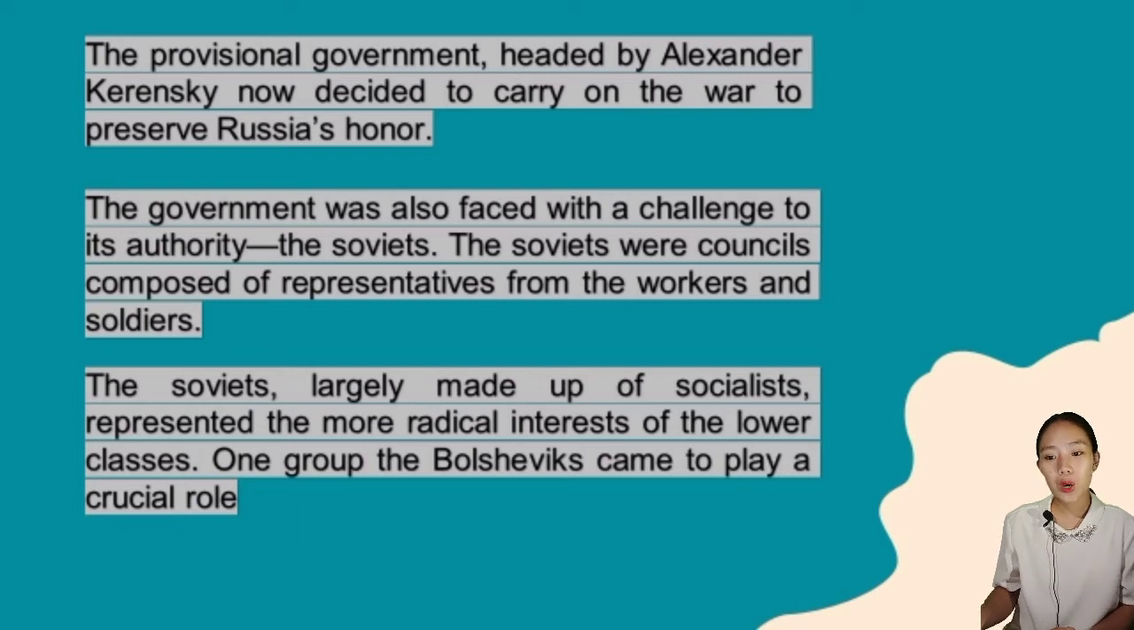The Soviets were councils composed of representatives from the workers and soldiers. The Soviet of Petrograd had been formed in March 1917. At the same time, Soviets sprang up in army units, factory towns, and rural areas. The Soviets, largely made up of socialists, represented the more radical interests of the lower classes. One group, the Bolsheviks, came to play a crucial role.